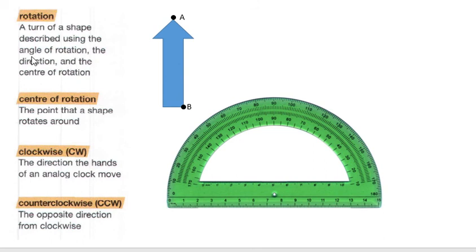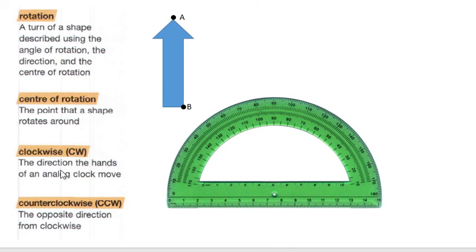So the angle we just did, you learned what the angle was. That would be how much you turn. The direction would be clockwise or counterclockwise, and the center of rotation would be the point that a shape rotates around. So that center of rotation does not move.